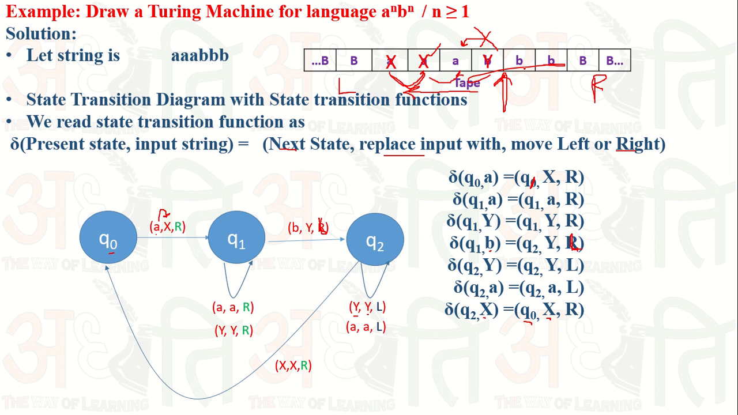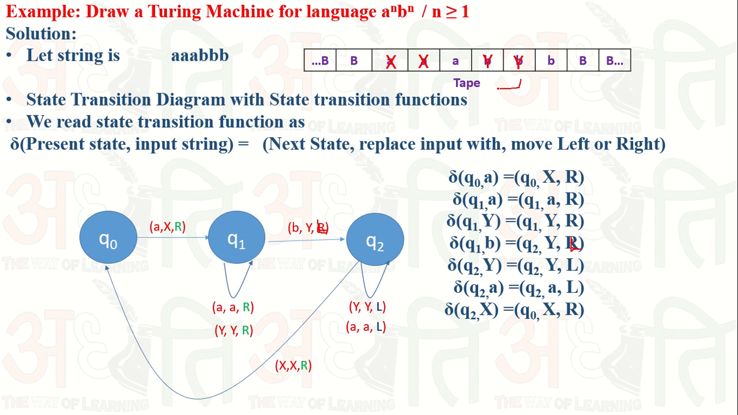What is the next one? The next one is a small b. When a small b comes, we replace the small b with the capital Y. So we replace b with the capital Y and move left. We simply keep moving to the left.